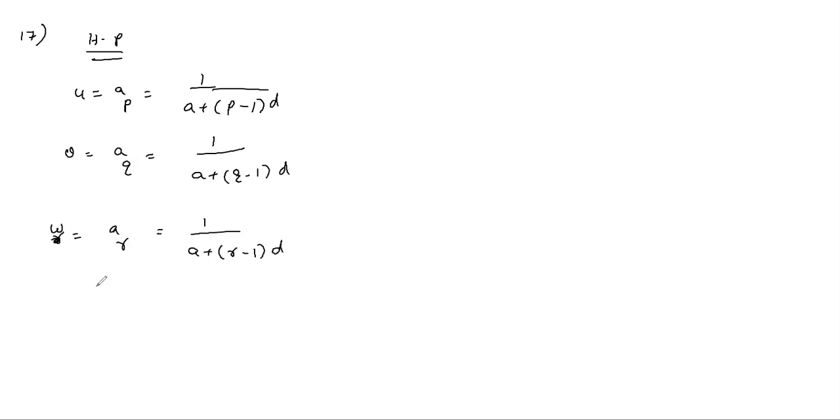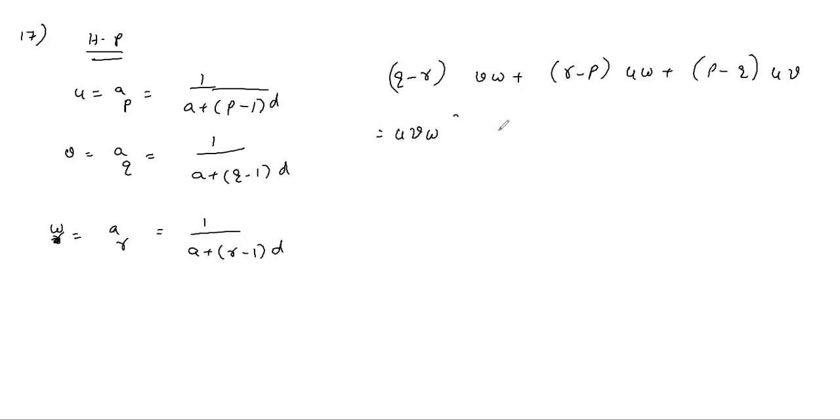So now we have to find (q minus r) into vw, plus (r minus p) into uw, plus (p minus q) into uv. We have to simplify this one now. Better you take uvw common: (q minus r) into 1 by u, plus (r minus p) into 1 by v, plus (p minus q) into 1 by w.